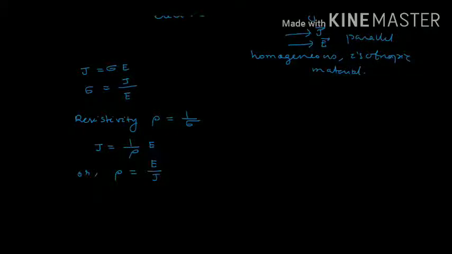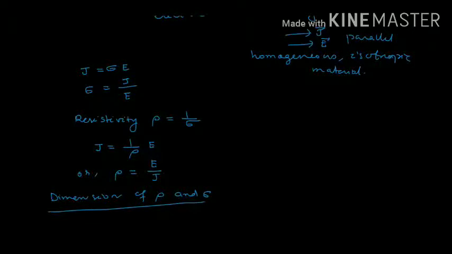Thus, resistivity and conductivity are the intrinsic properties of the materials. Rho and sigma, they are scalar quantities. So let us find the dimension of rho and sigma. Dimension of rho is equal to dimension of E divided by dimension of J.